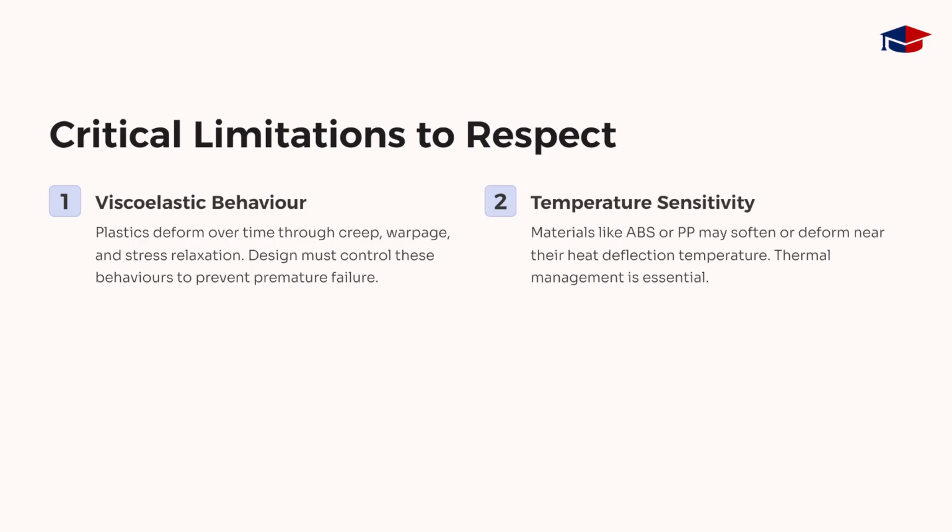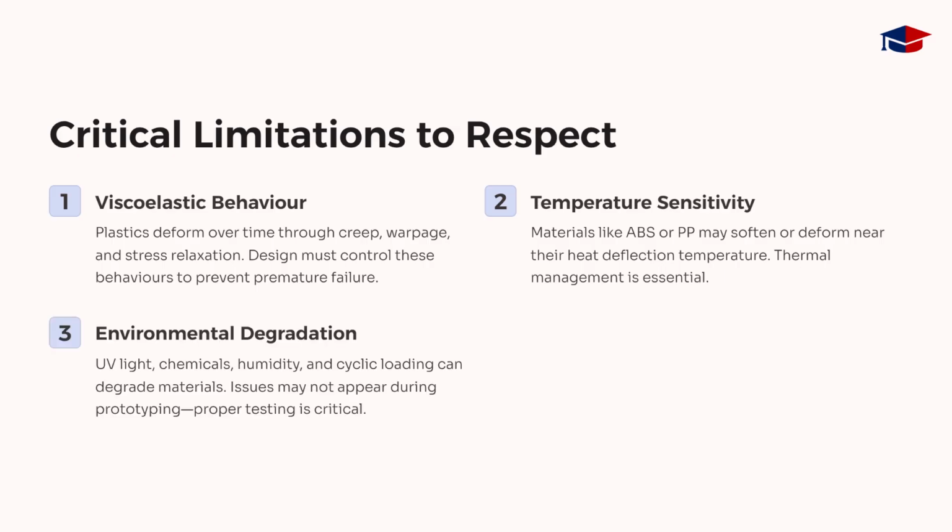Second, plastics are more sensitive to temperature. A part made of ABS or PP may soften or deform if used near its heat deflection temperature. Third, plastics are susceptible to environmental effects. UV light, chemicals, humidity, and even cyclic loading can degrade the material. These issues don't always show up during prototyping, which is why proper material selection and testing become critical.